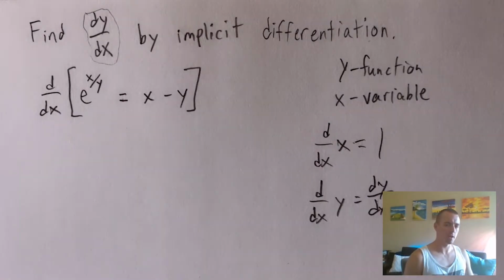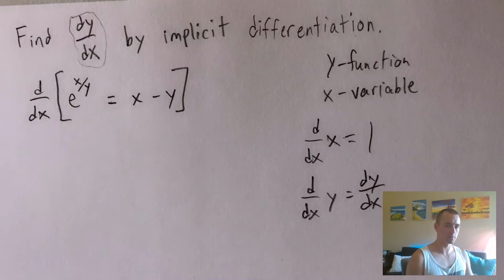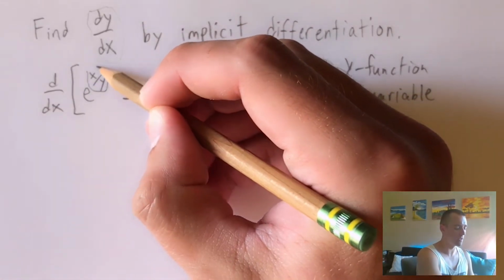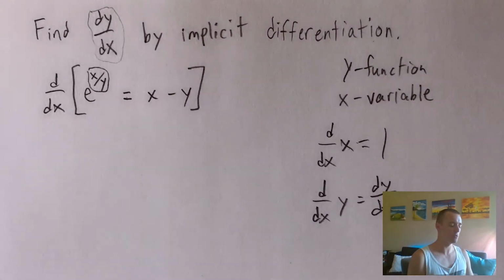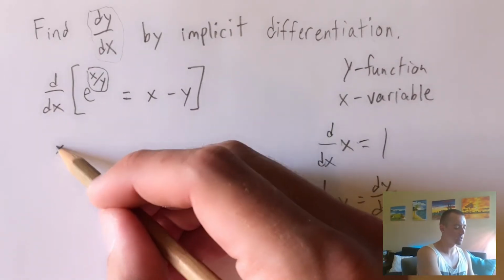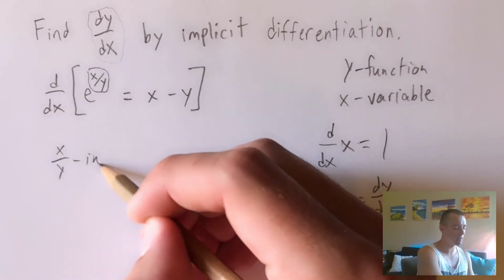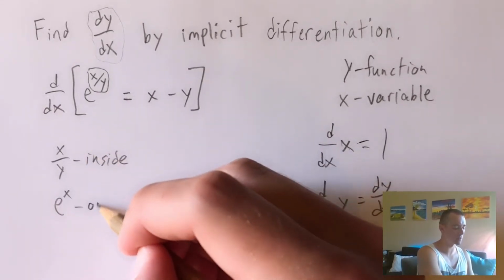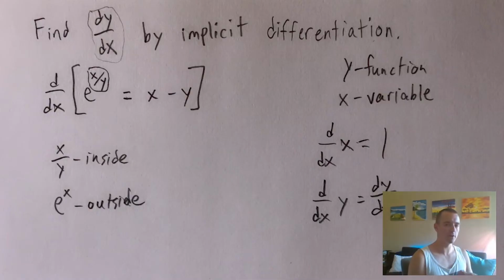Well, typically when you have an exponential like this, or e raised up to some power, usually your power is going to be the inside function. So we're going to use chain rule here. We're going to treat e raised up to some power as our outside function, and the power itself as our inside function. So basically you could think of x over y as the inside, and e raised up to the x as our outside. So the e raised up to some power is kind of the important piece there.